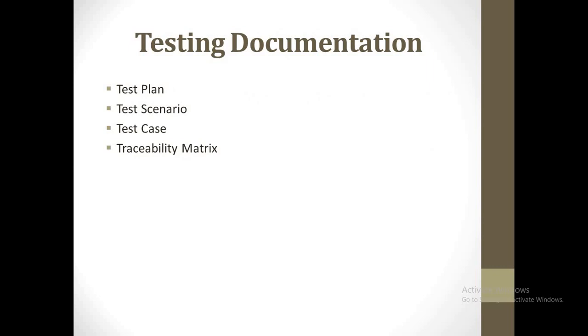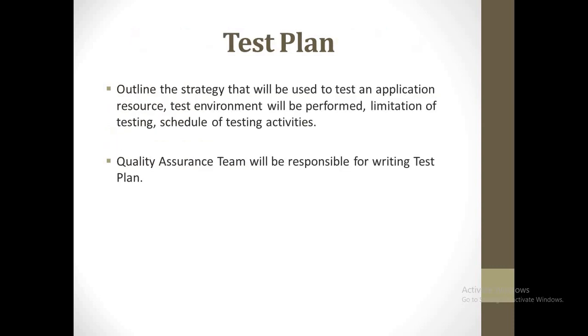Now we discuss what test documentation is. We have the test plan, test scenario, test case, and the traceability matrix. Let us understand what a test plan is. The test plan is a strategy where we decide the application resources to test, the test environment, the limitations of testing, and the schedule of the testing activity. All these things we decide.